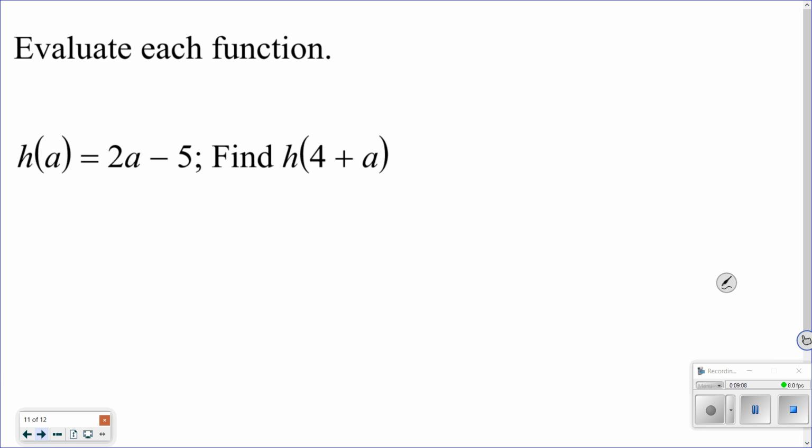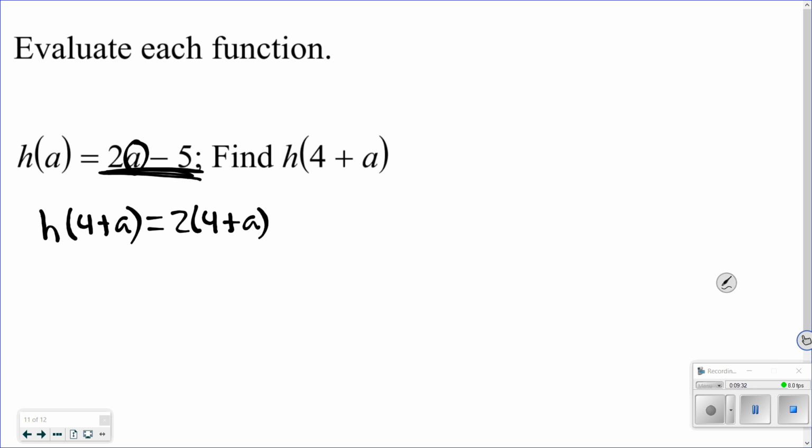Let's do this last problem. This one is a little more complicated. I have h of a equals 2a minus 5, and I want to find h of 4 plus a. So again, I'm going to come down here. I'm going to do h of 4 plus a. So everywhere there's an a on this side, I have to replace it with an a plus 4. So it's going to be 2 times, in place of that a, I'm going to put in the 4 plus a. And I still have the minus 5.